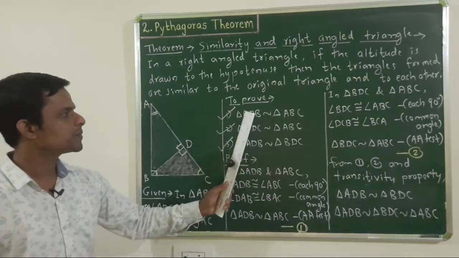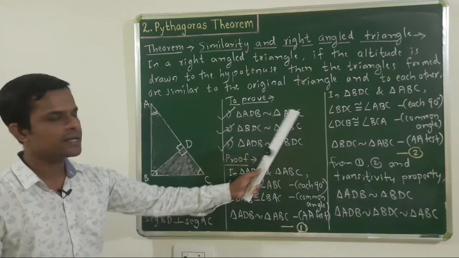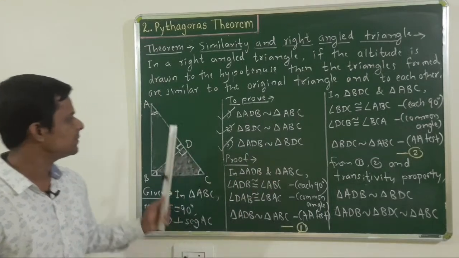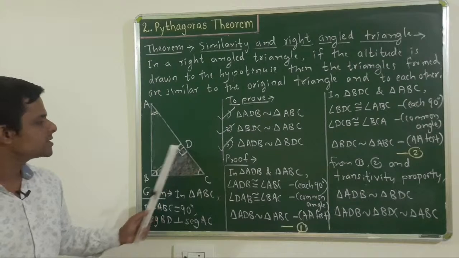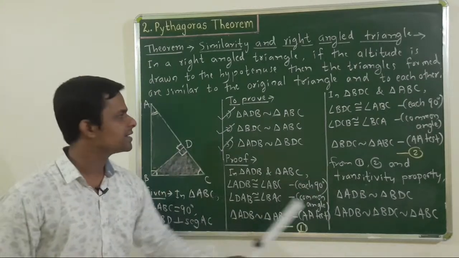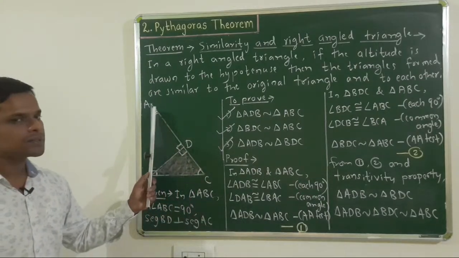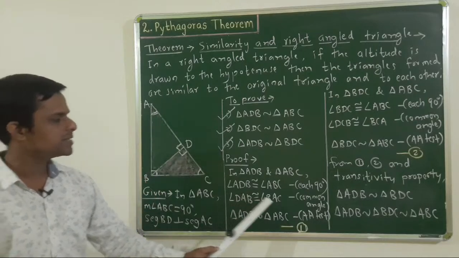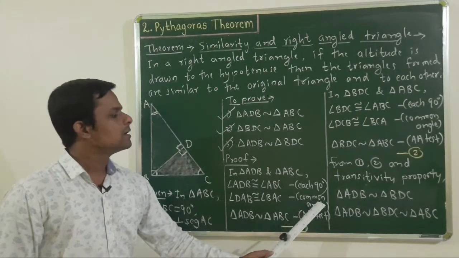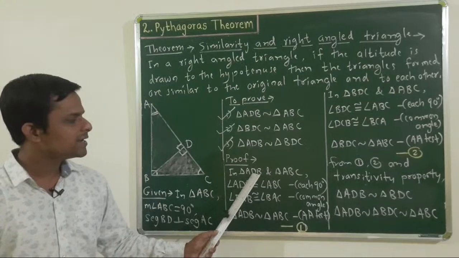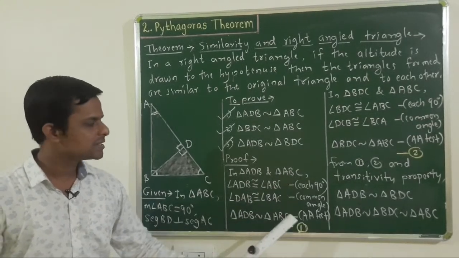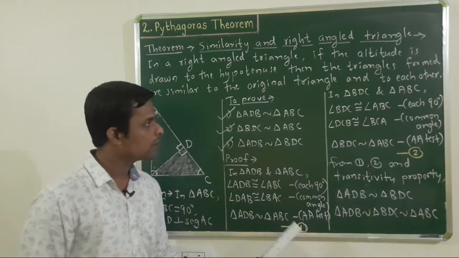Now we will take the first pair, that is triangle ADB and triangle ABC. In triangle ADB and triangle ABC, angle ADB is congruent to angle ABC. Reason: each is 90 degrees. Angle A is a common angle but the names are different. That is, angle DAB is congruent to angle BAC. Reason: common angle. Hence triangle ADB is similar to triangle ABC by AA test, statement number 1.